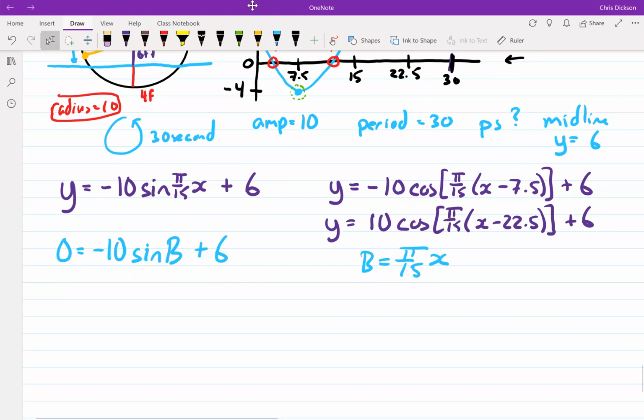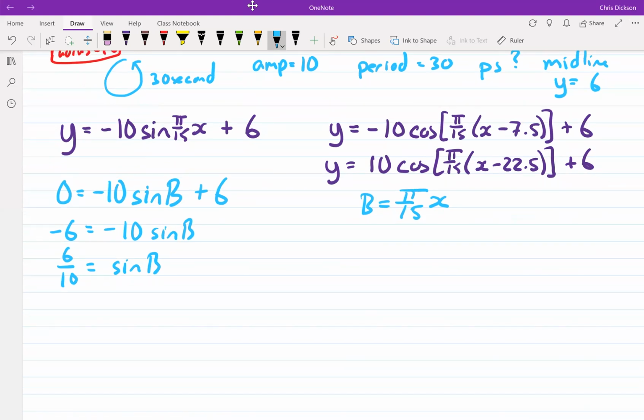Okay, so let's bring the 6 over. So we get -6 equals -10 sine of B. Divide by -10, so I get 6 over 10. The negatives cancel out, getting the sine of B. And now I could reduce that, I guess, to 3 over 5. Don't really have to, but sine of B.